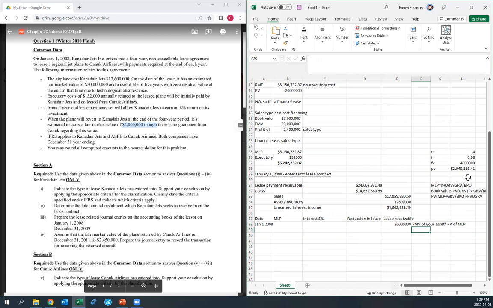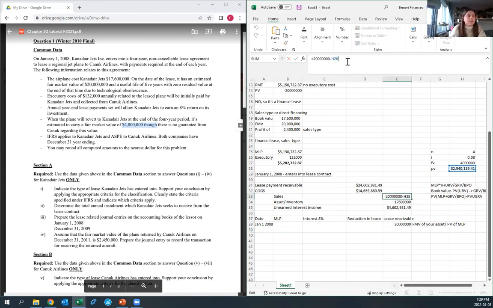Just one question, quick. How did you get the sales? I can't seem to get the right number. Yeah, I did the present value of my minimum lease payment, which was 20 million, minus the present value of my unguaranteed residual value, which is 2.9.